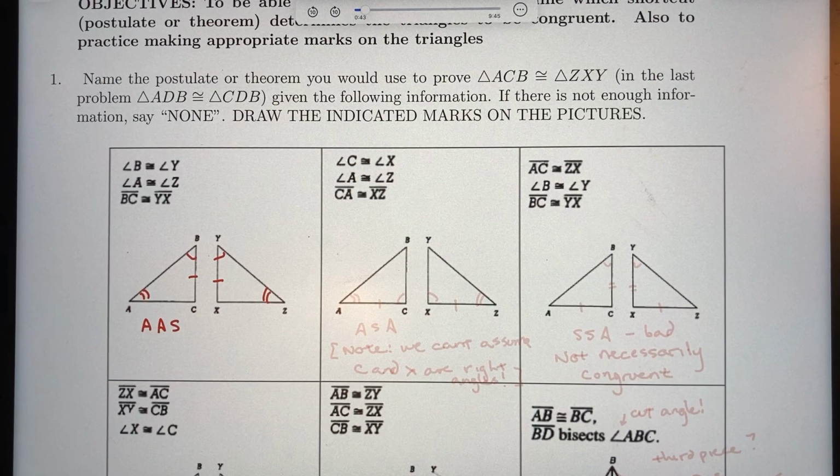So watch for where things are. Angle C is the same as angle X. Angle A is the same as angle Z. And CA is congruent to XZ. Now the side is in between. So this one is angle, side, angle. You can't assume that C and X are right angles. So just put a note for that.